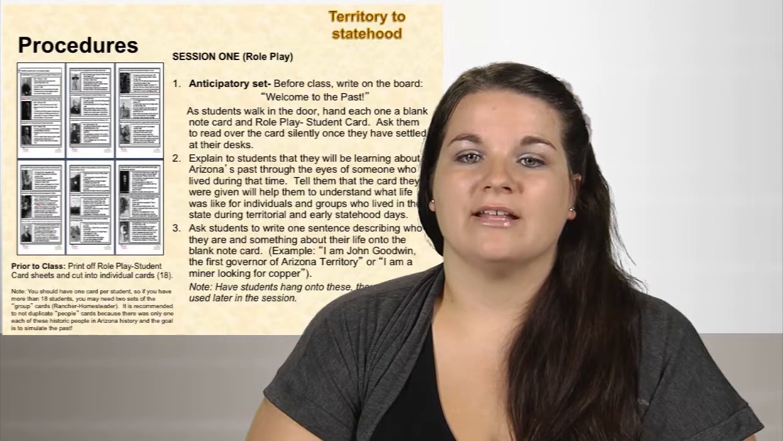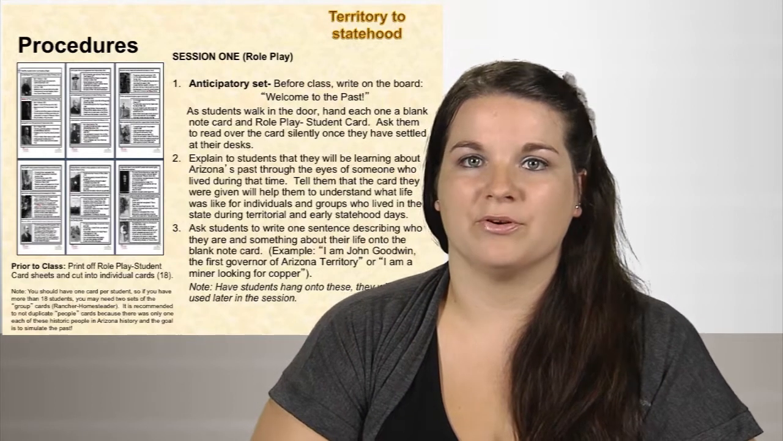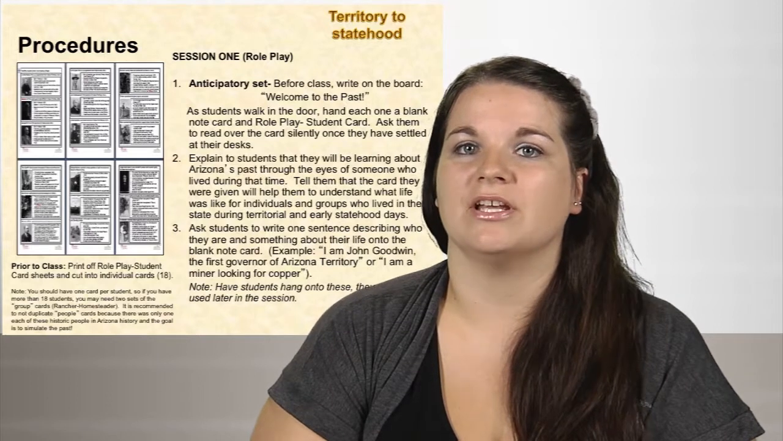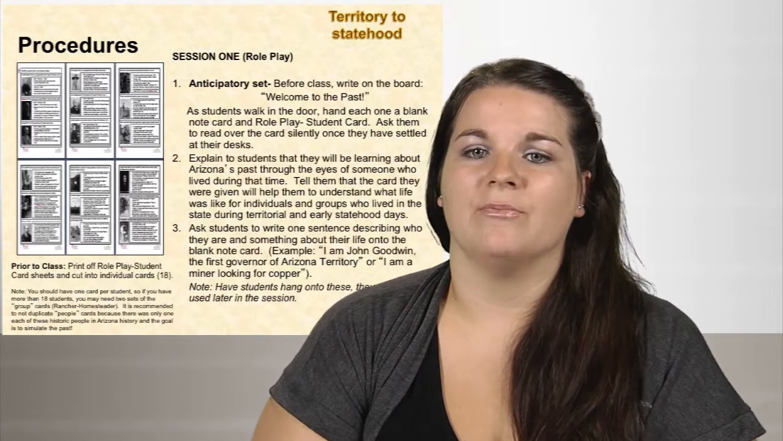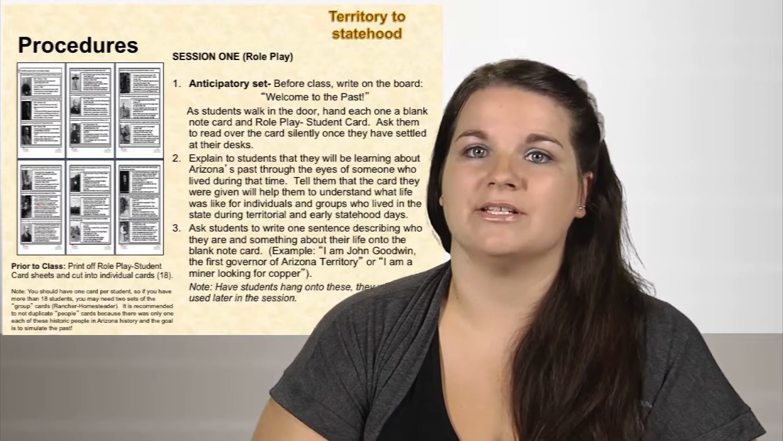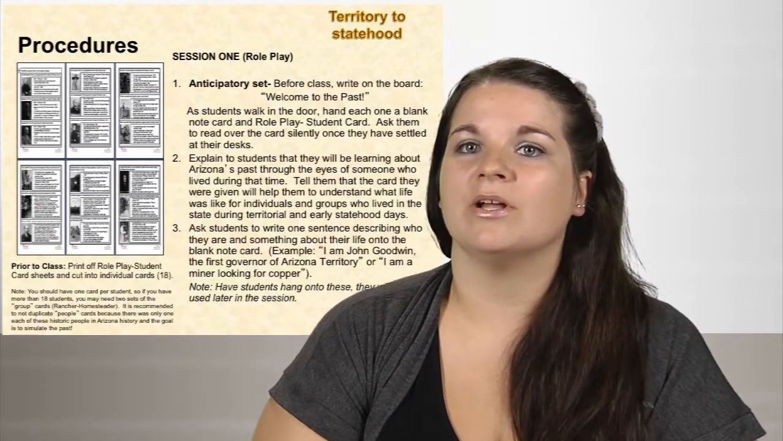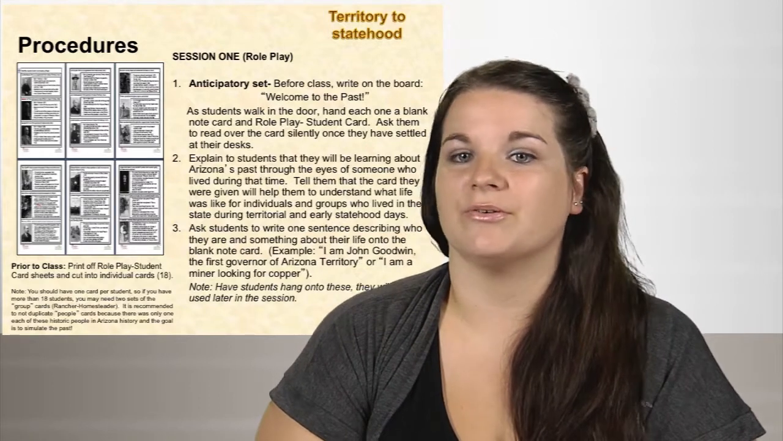So at this time, you're going to hand students a blank note card and ask them to write one sentence about their person. So they would have read over the information and write one sentence about them. So for example, I am John Goodwin, the first governor of Arizona Territory. Or I am a miner looking for copper. So just write one sentence that represents their character or their person.